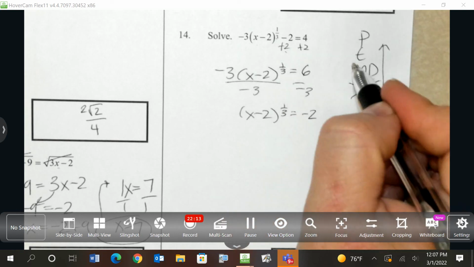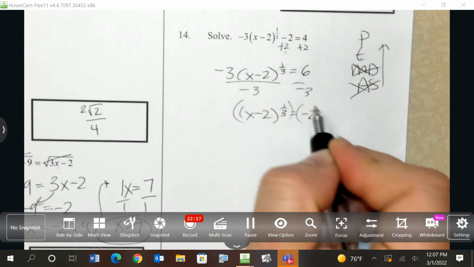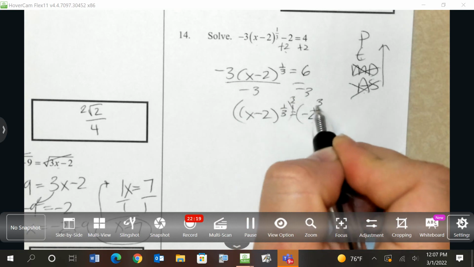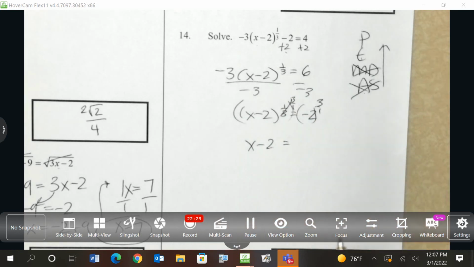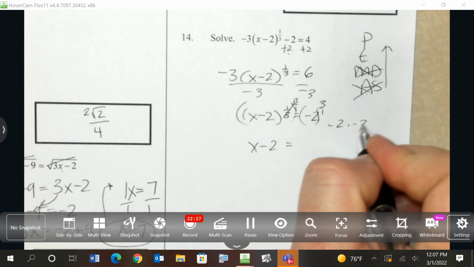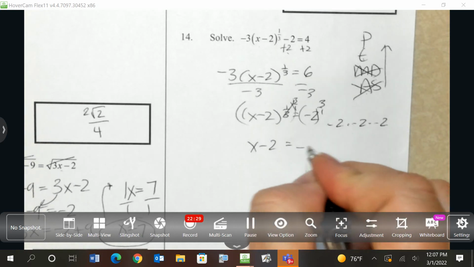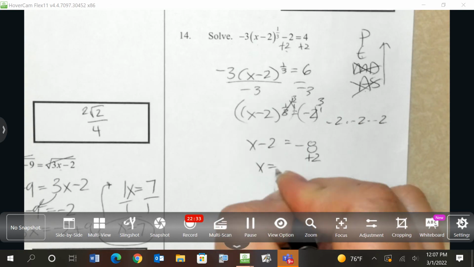Okay, now up to exponents. So how do I remove a 1/3? You're going to raise it to the reciprocal, 3 over 1. And you could at this time, you could grab that sheet. This means negative 2 times negative 2 times negative 2. You can grab a calculator, you end up with negative 8. I'm going to add 2 to the opposite side. I end up with negative 6.